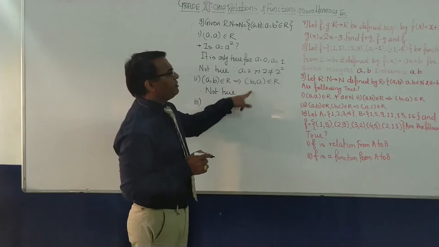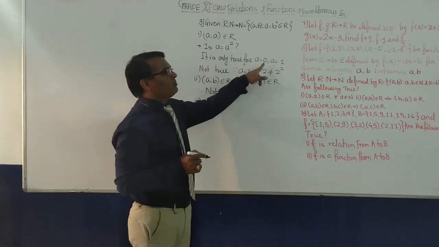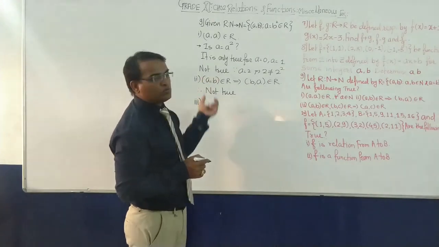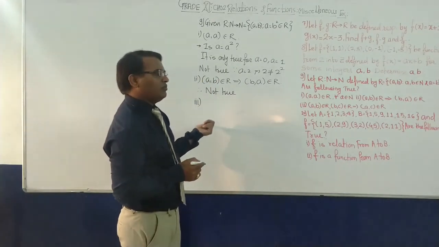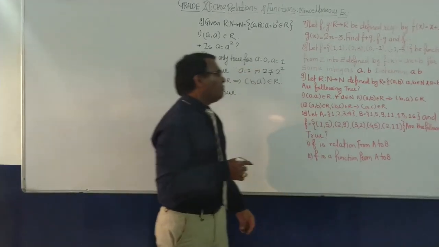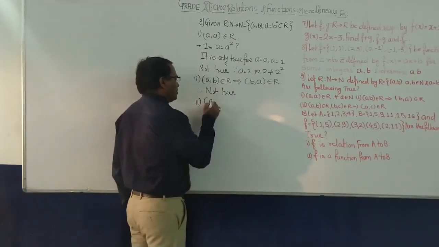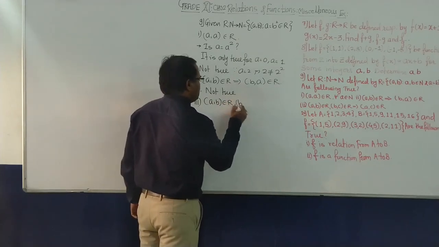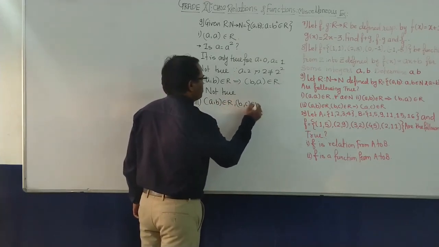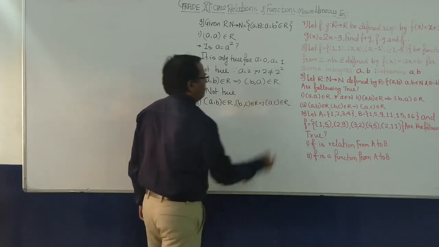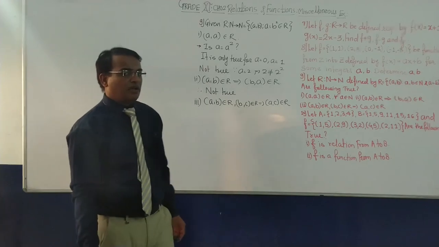Again, it will be true for these two numbers only, if a is equal to 0 and 1. But at that time also, both the numbers should be the same. Only then it is possible, but never otherwise. Now, what is third? If (a, b) belongs to R and (b, c) belongs to R, then it implies that (a, c) belongs to R, meaning the relation.